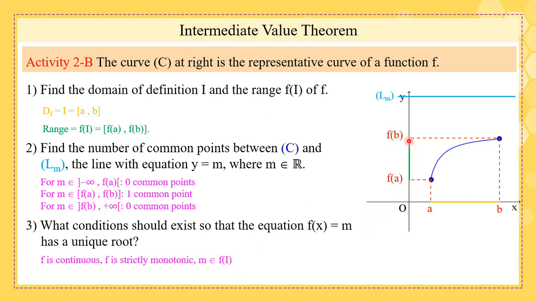Remember, if m is somewhere here on the green part, then the curve and the line would intersect. Otherwise, if m is not somewhere here, we can see that the line doesn't intersect or doesn't cut the curve.